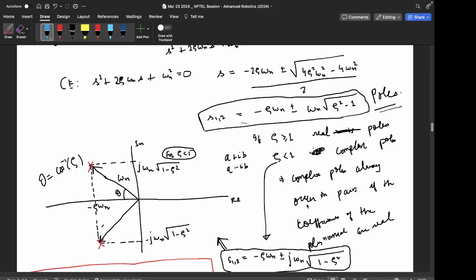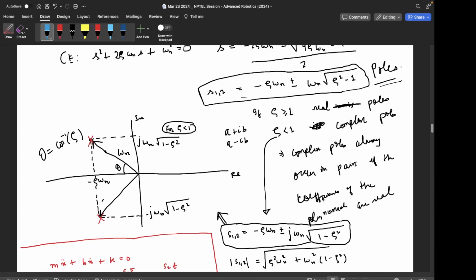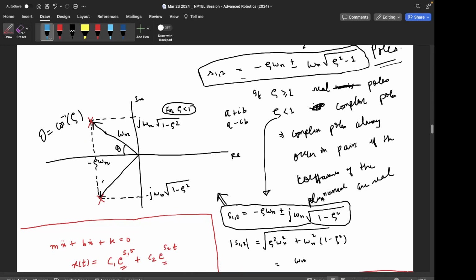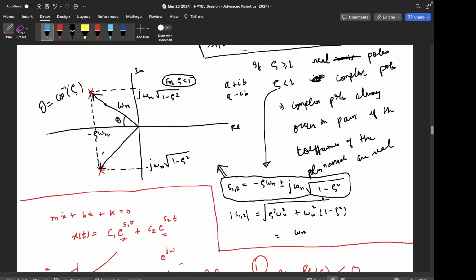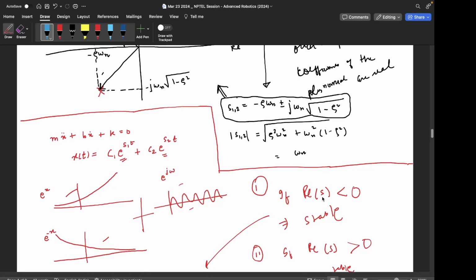If there are poles which have positive real part, then the system will be unstable, because there will be a component in the response which will be exponentially increasing, and so it will become unbounded with time. And if the real part itself is 0, then the root is purely imaginary, and in that case the output is a pure oscillatory output without any exponential decay or growth. So it will just keep oscillating with a fixed frequency, right?